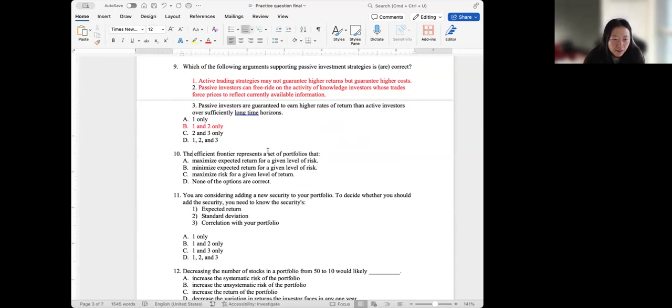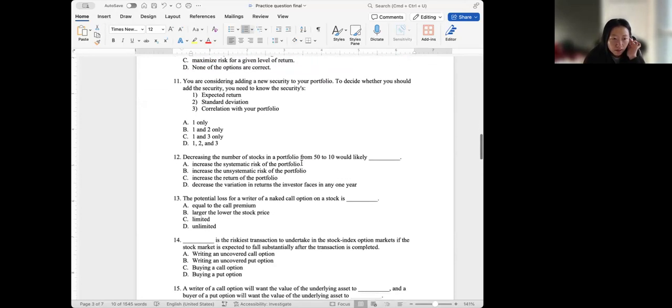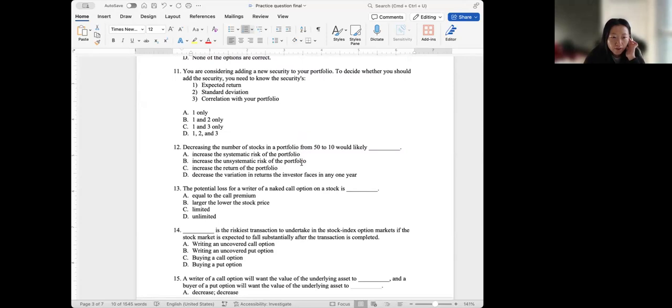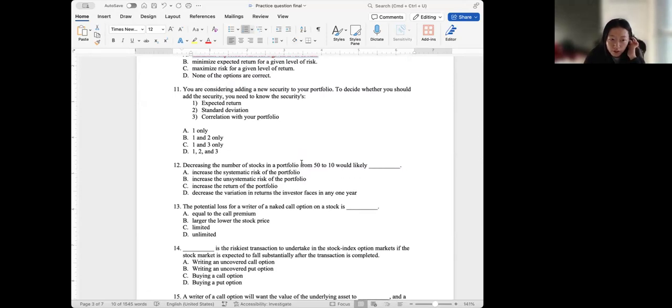Next, the efficient frontier represents a set of portfolios that A, maximize expected return for a given level of risk, B, minimize expected return for a given level of risk. We never want to minimize return, so B is not right. Maximize risk for a given level of return. We don't want to maximize risk either. I think A is right: maximize return given the level of risk. Okay, going down, you are considering adding a new security to your portfolio. To decide whether you should add the security, you need to know the security's return, standard deviation, and correlation.